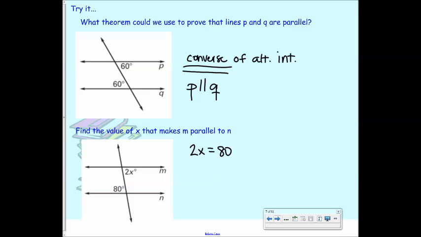Again, what are my two options? I'm either going to make them equal or I'm going to add up to 180. When would I add up to 180? Same side interior. Here, these are alternate interiors, so I make them equal. And then how would I finish this? Just divide by 2, so X must equal 40. And that's it. So that's all you're trying to do there.